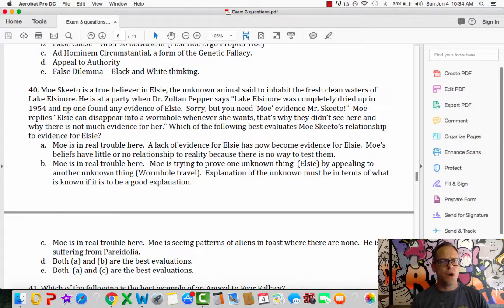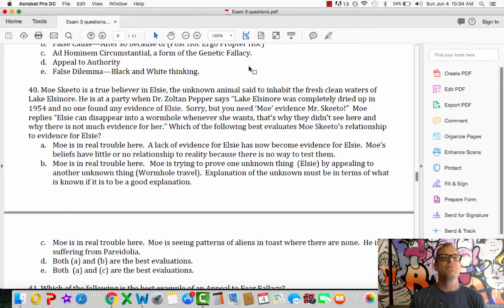Number 40. Mosquito is a true believer in Elsie, the unknown animal said to inhabit the fresh, clean waters of Lake Elsinore. He is at a party when Dr. Zoltan Pepper says, Lake Elsinore was completely dried up in 1954 and no one found any evidence of Elsie. Sorry, but you need more evidence, Mr. Skeeto.